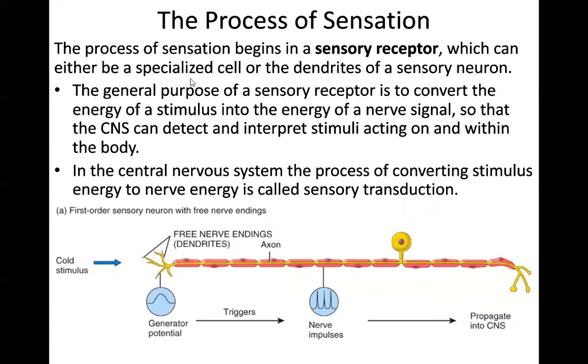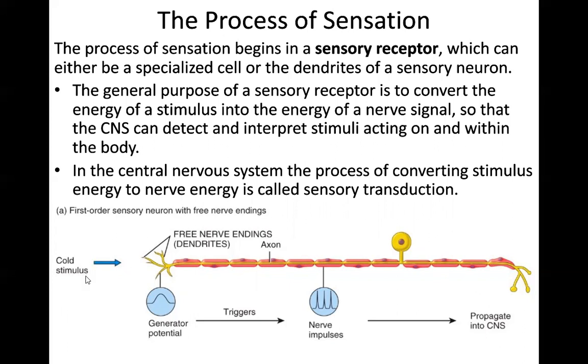Sometimes we'll see specialized cells, like in our tongue, for example. We have special cells called taste cells that then synapse with the dendrites of what we call first order neuron. And the general purpose of these sensor receptors, regardless if it's a specialized cell or the dendrites, is just to convert the energy of a stimulus, in this case cold, into the energy of a nerve signal. What I mean is creating nerve impulses or action potentials so that we can propagate those to our central nervous system, and then we can interpret that stimuli acting on and within the body.